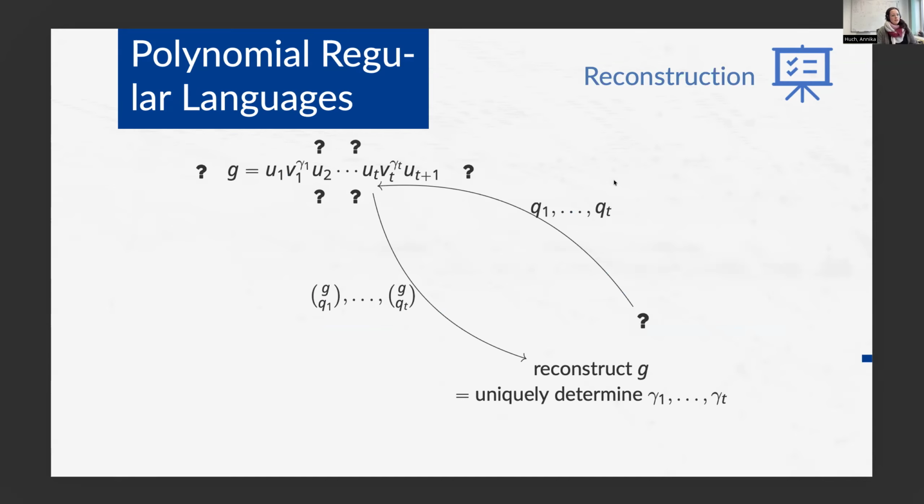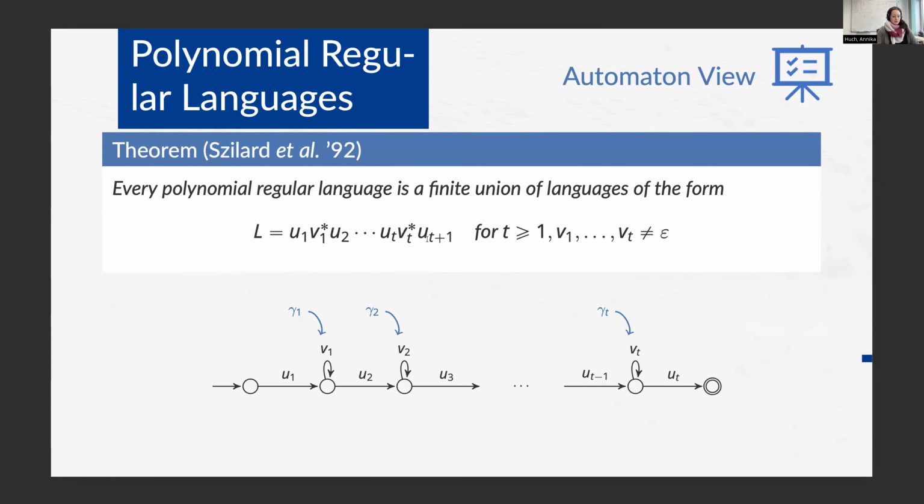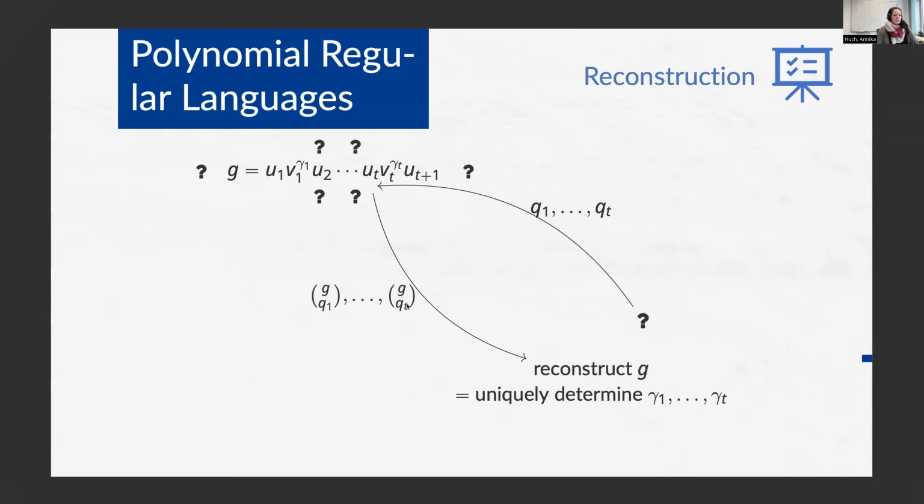We query, again, some set of T queries, but now we know that the word is contained in some polynomial regular language, but we don't know the values of the exponents. So we know the words for sure are of this form, and we get back the integer values, and our goal is now still to reconstruct the guess word, the unknown word. But the only task, in quotation marks probably, is to uniquely reconstruct those exponents of the loops.